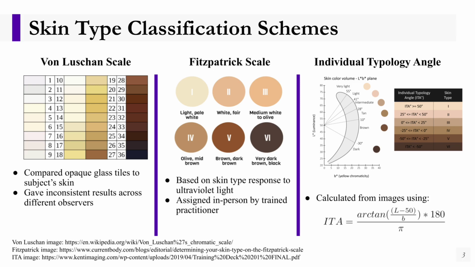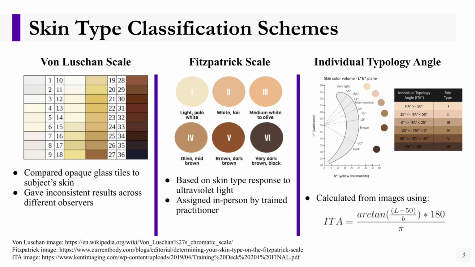In 1975, the Fitzpatrick scale was developed for dermatological research based on skin type response to ultraviolet light. That is, skin types were assigned based on how much individuals tanned or burned in the sun. Traditionally, Fitzpatrick ratings have been assigned in person by a trained practitioner.